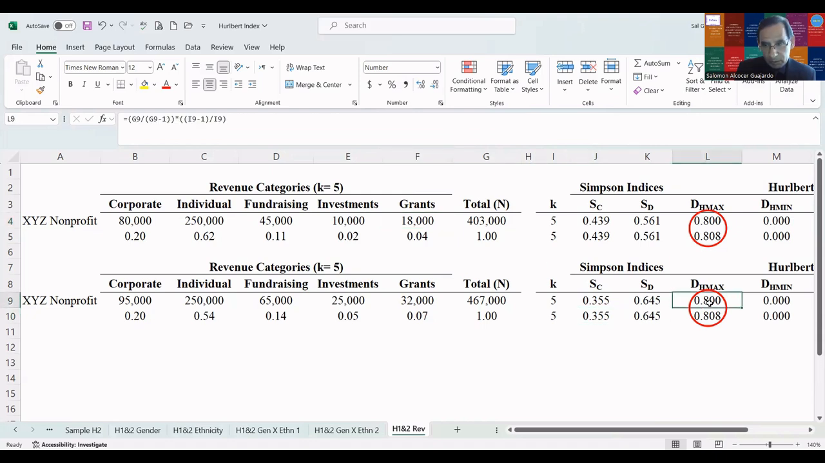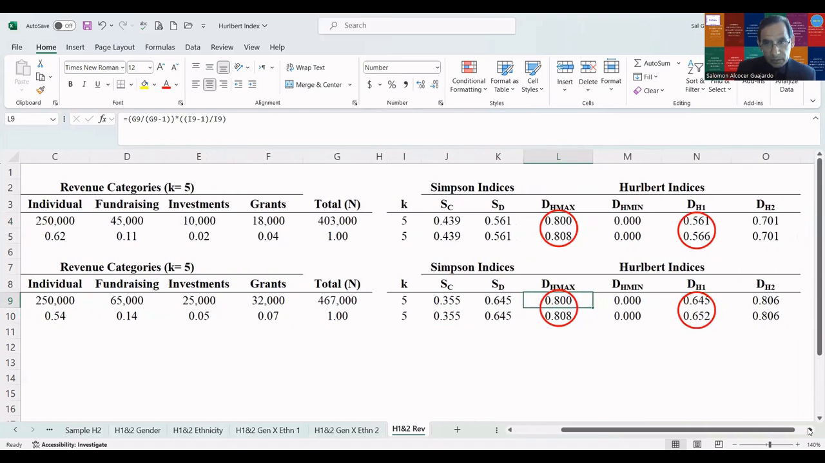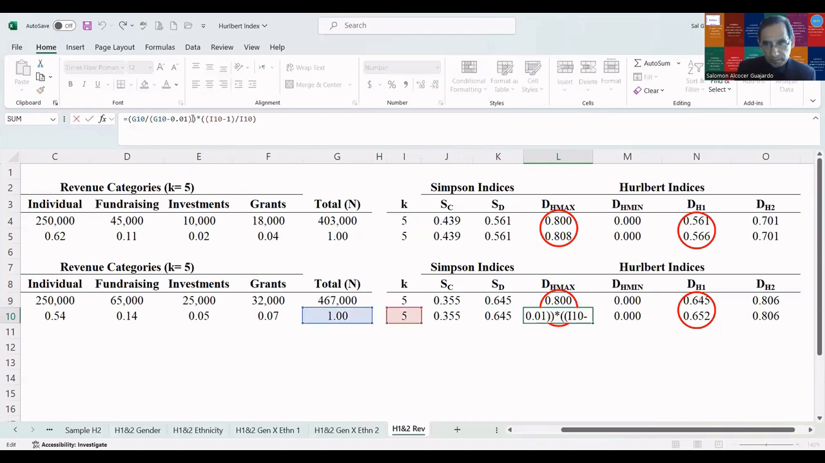Again, if I use the frequencies, I get the same maximum value, although the maximum revenue increased to $467,000 from $403,000. I get the same 0.808 maximum value if I use the percentages.